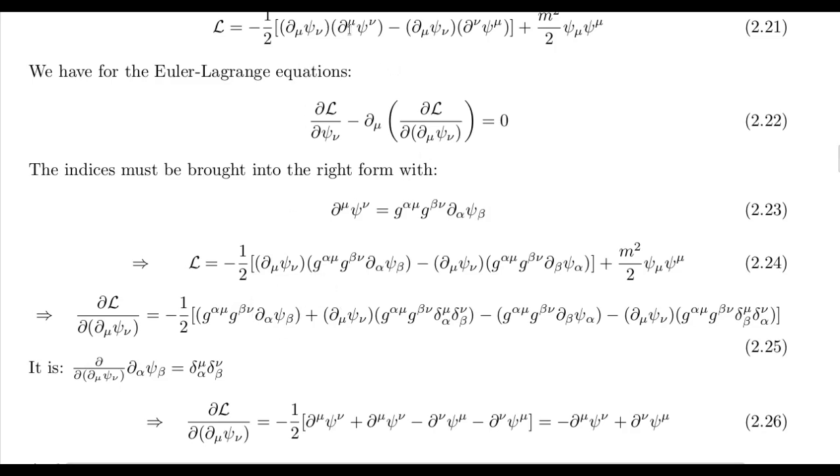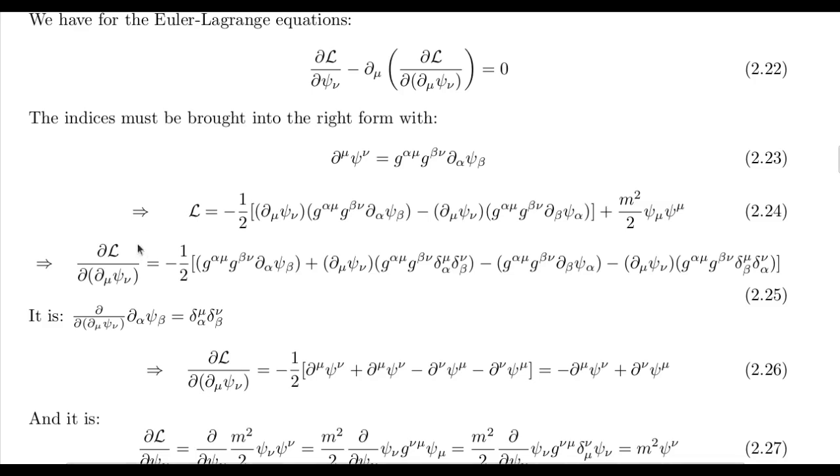Okay, and then we can write here, instead of delta mu contravariant, we write here this expression g g and d alpha psi beta. And we do that for the second term here in 221. We pull the contravariant indices down with the two metric tensors, so we get 224.